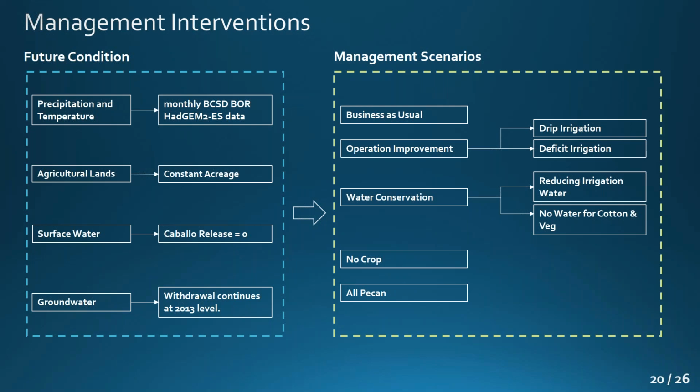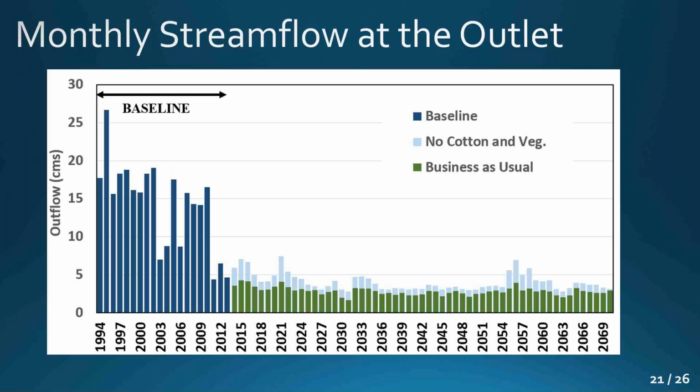Just a disclaimer, these are just the exercises that we're testing, the different interventions, so we're not even sharing that with the stakeholders publicly, but this is for our own academic exercise. And it's for this reason that we have a scenario like no crop and all pecan. We want to see how the model reacts to these very extreme punches and see what the impacts of that are. So some charts that summarize these conditions.